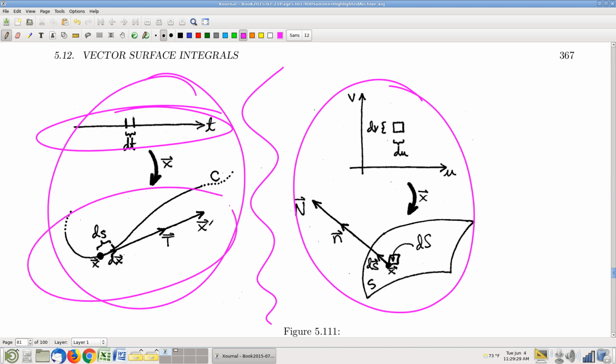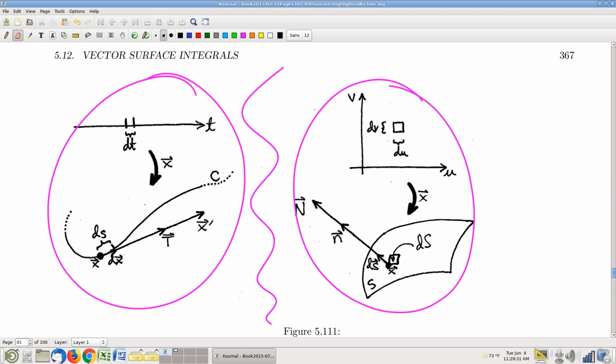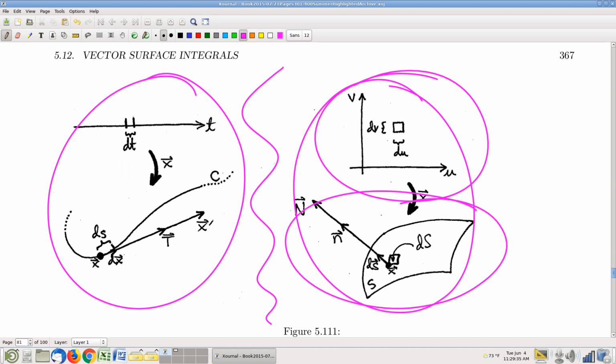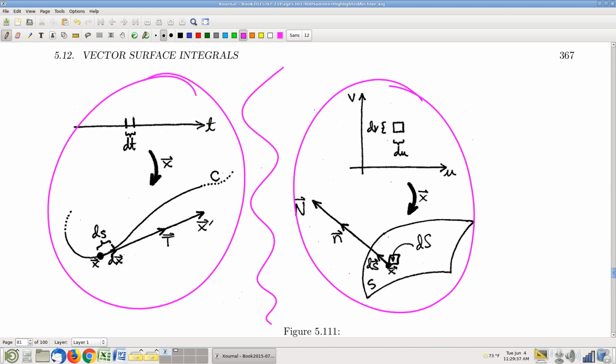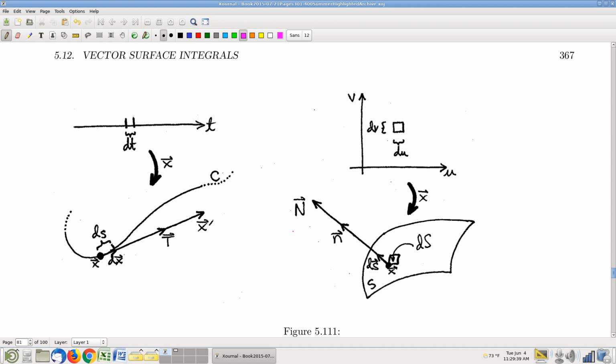T-axis, image curve. UV plane, image surface. Okay. All right. So now let me point to some specific objects of interest.